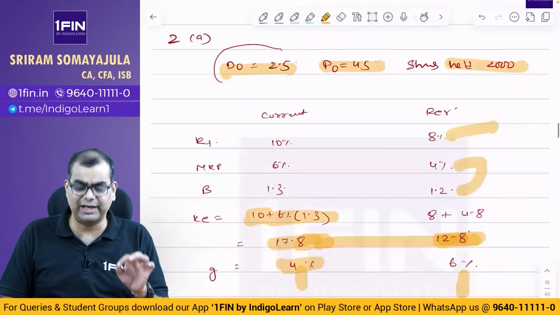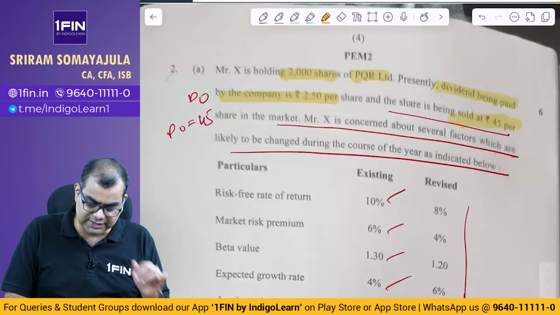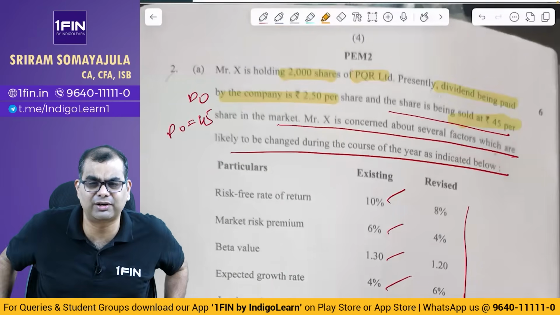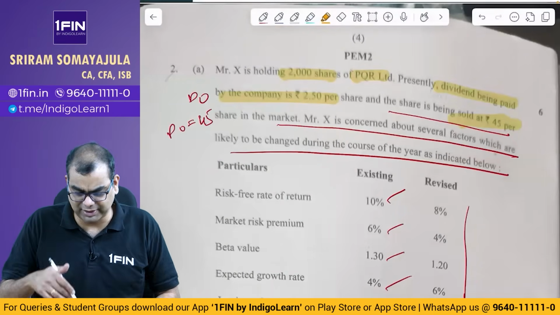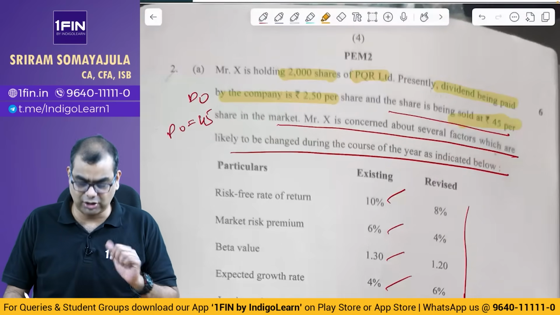But the thing is, I assume this is D0 because on the face of it, it doesn't appear that it is D1. Okay, there is a very similar question in my material, P6 and plus also I've covered. There also we have considered it like this only. It is, I think, from the SEP material also.